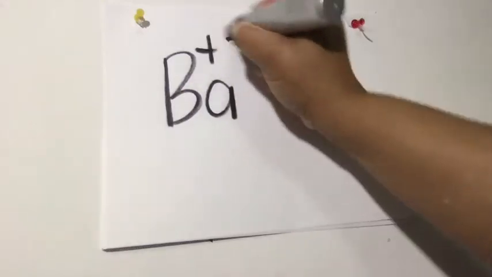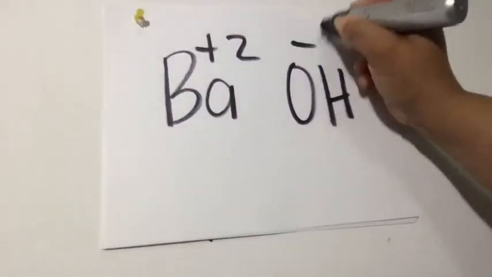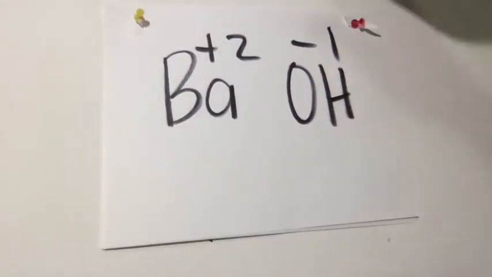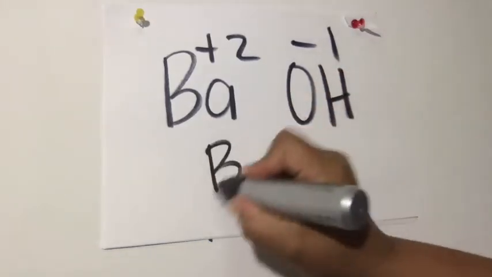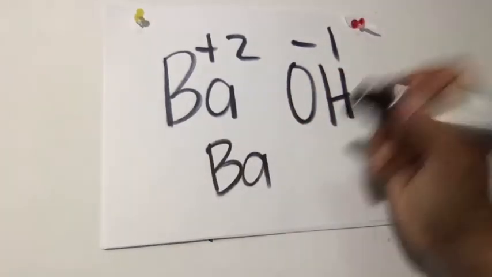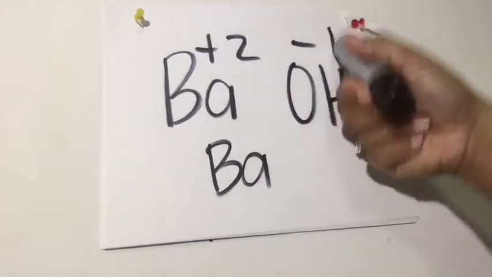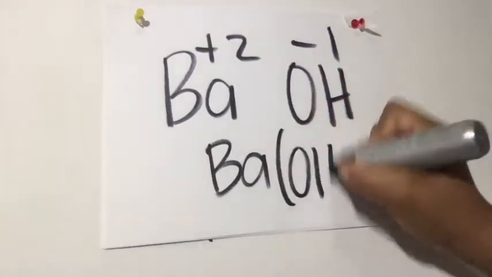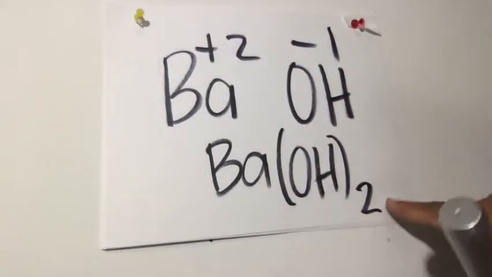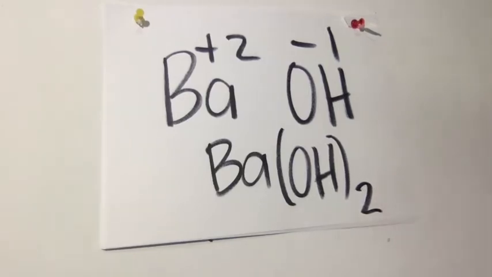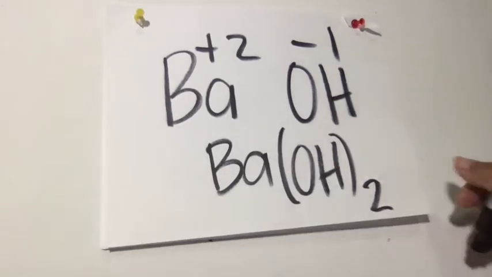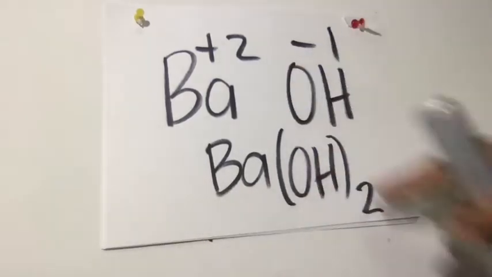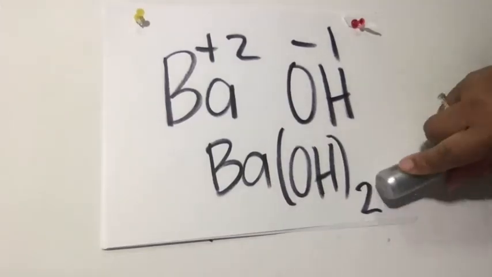Ba plus 2, OH, oop, another polyatomic, minus 1. Treat it like it's just one thing. Ba, okay, now we got 2 OH minuses, because we remember the idea of balancing it out. So we got 2 OH minuses. Boom. 2 of them. Just switch it. 2 and 1. Remember, treat polyatomics as if it's one unit.